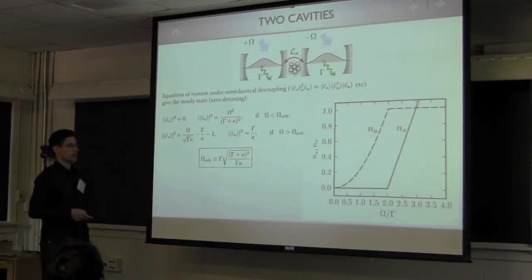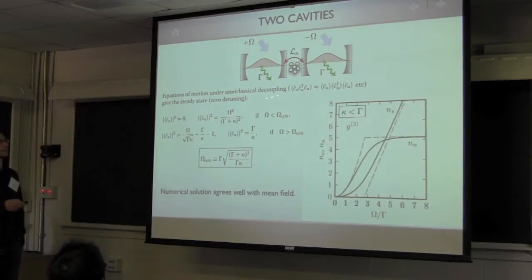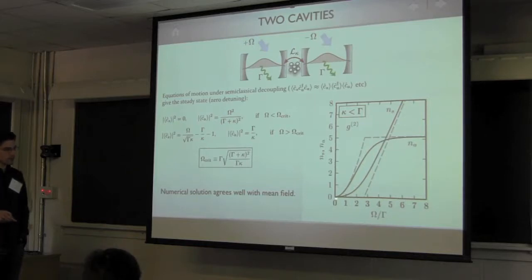Okay, so let me go on and just mention that, as I said, this system can be solved exactly, and we have done that. The exact solution, here plotted in black, agrees well with the mean field approximation, so therefore we trust this mean field here.